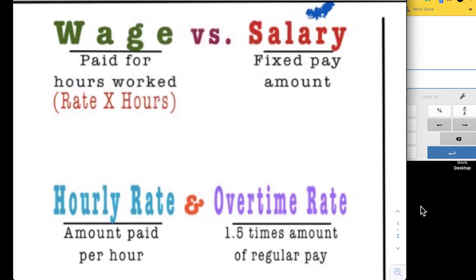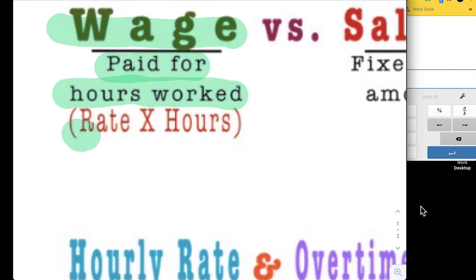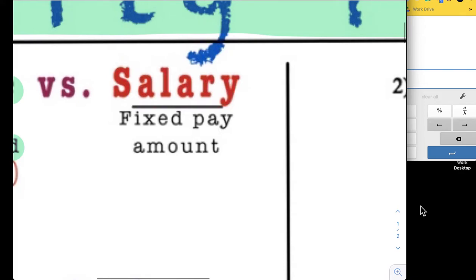So, the first word we see is wage. Wage is pay for hours worked, right? Someone that makes a wage works and makes an hourly rate. Thus, it is rate times hours, right? If you make $25 times 4 hours worked, that is the formula to find out how much money you made, right? So that's a wage. Second is salary.